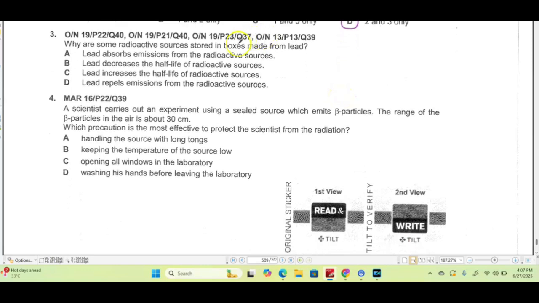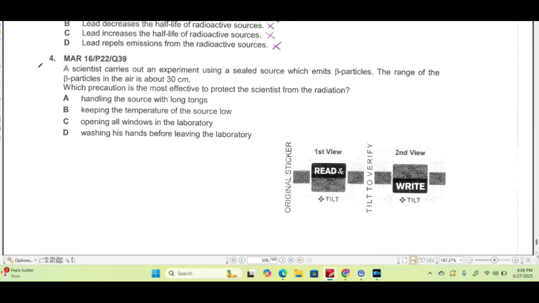Why are some radioactive sources stored in boxes made from lead? Lead absorbs emission from the radioactive sources. This is correct. Lead decreases the half-life. No. Lead increases the half-life of the radioactive sources. No. Lead repels emissions from radioactive sources. No. Lead absorbs emissions from radioactive sources. So usually people working with radioactive sources work behind a lead screen for this reason.